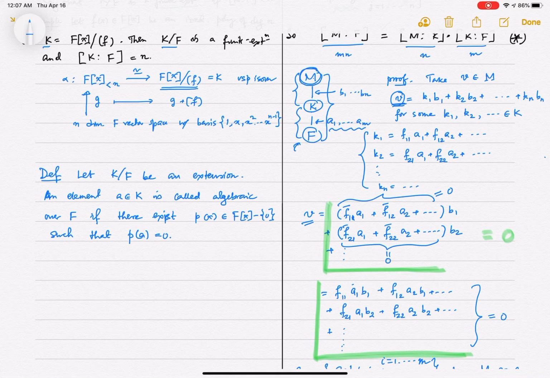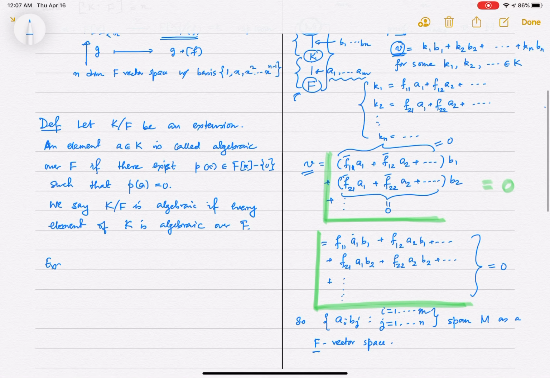And we say an extension is algebraic if every element in the big field is algebraic over the smaller field. We say K over F is algebraic if every element of K is algebraic over F.